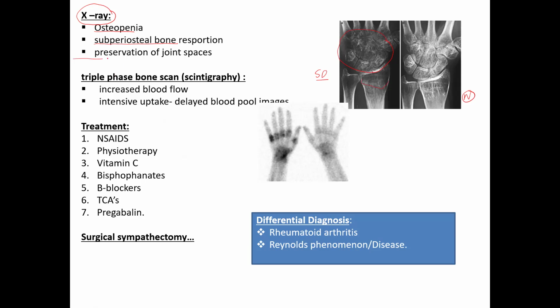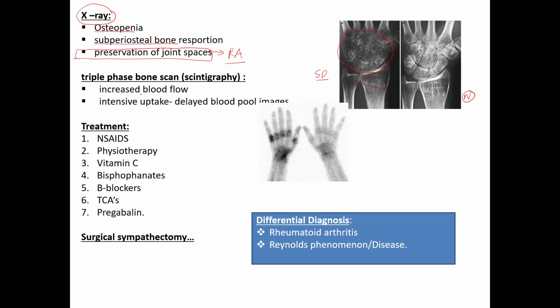The important thing here is preservation of joint spaces. This is how you differentiate from rheumatoid pathology. In rheumatoid arthritis, there is destruction of the joint lines. I mean, articular cartilage will be destroyed, whereas in a patient who is having Sudeck's dystrophy, the joint line is well maintained, but there is osteopenia and there is subperiosteal bone resorption.